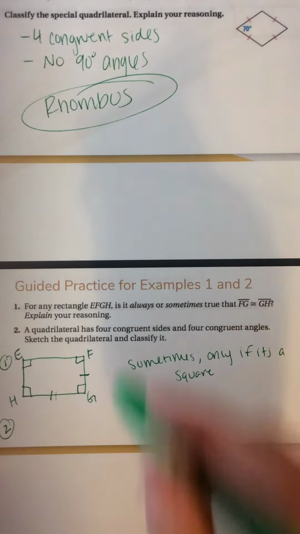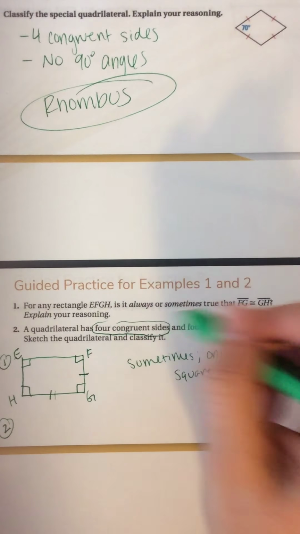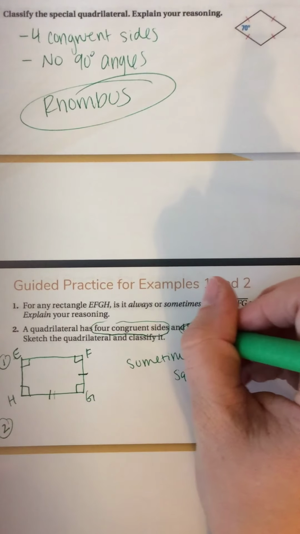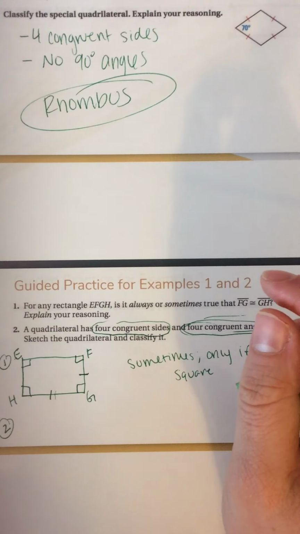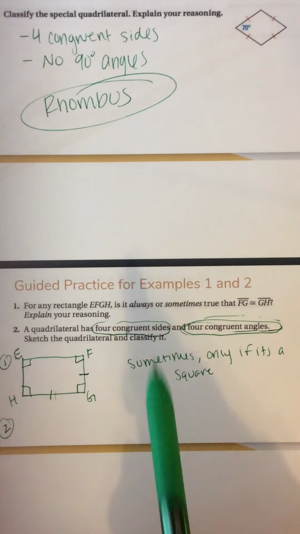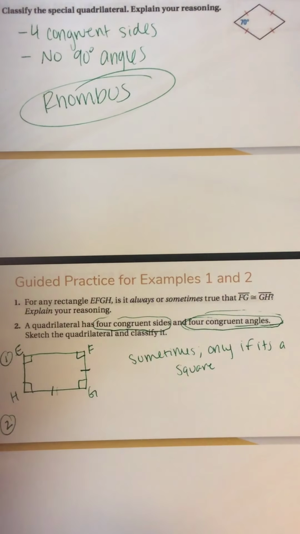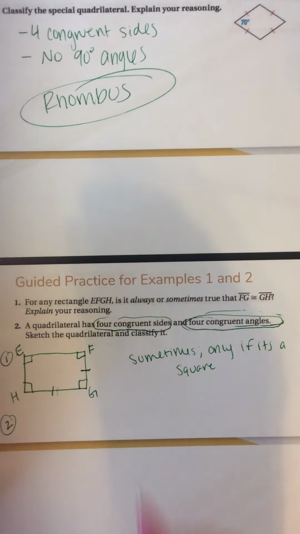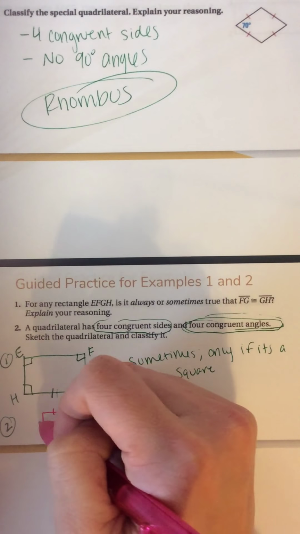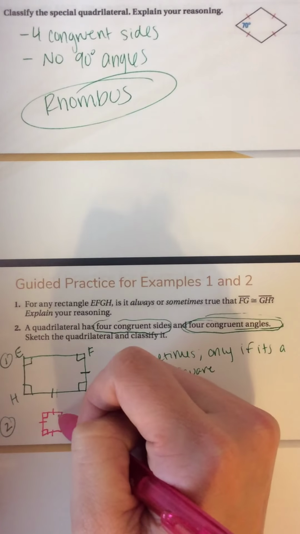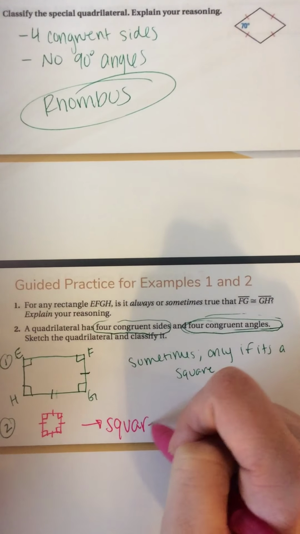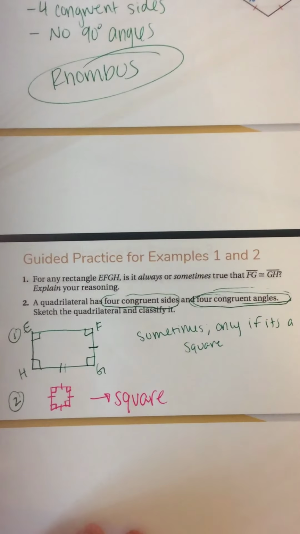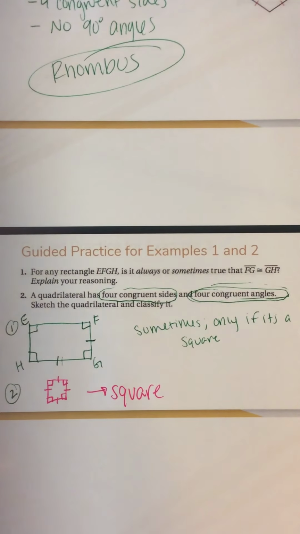Sketch the quadrilateral. So we have 4 congruent sides, that means it's a rhombus. 4 congruent angles is going to tell us that they're all the same. So in this case, thinking about what we know, the only one that fits both of these categories is going to be a square. So drawing that picture, we got 4 congruent sides, 4 congruent angles, which means they're all 90 degrees, which means they're describing a square. So that's kind of how those examples go.